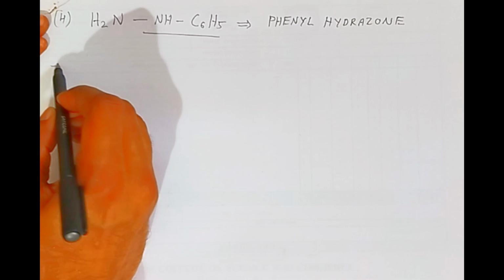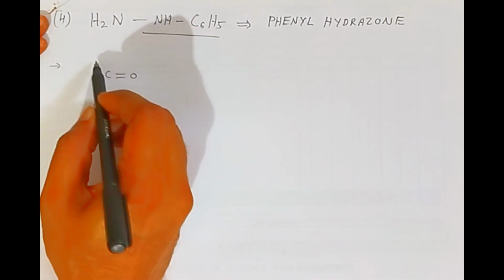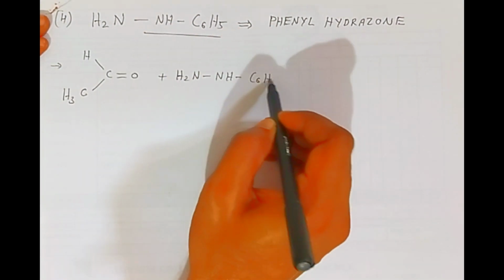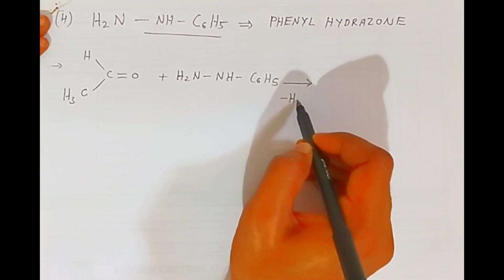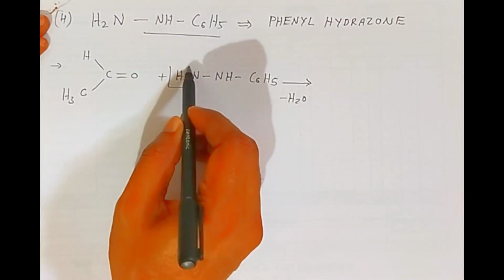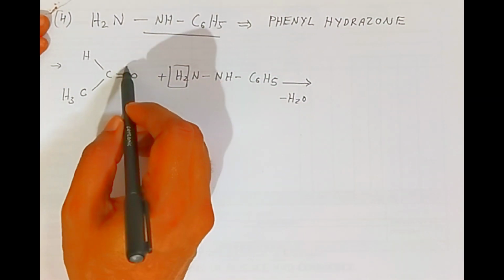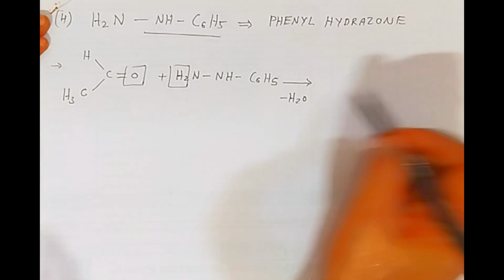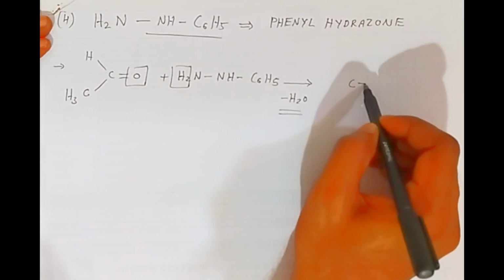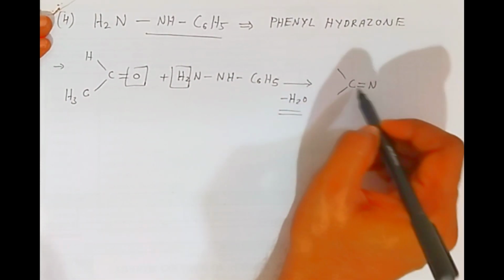Now what happens, students, when it reacts with aldehyde and ketone? There is elimination of water molecules. The hydrogen of this phenyl hydrazine combines with the oxygen of this aldehyde, and there is elimination of water molecules, and this way, students, it will form the carbon nitrogen double bond.